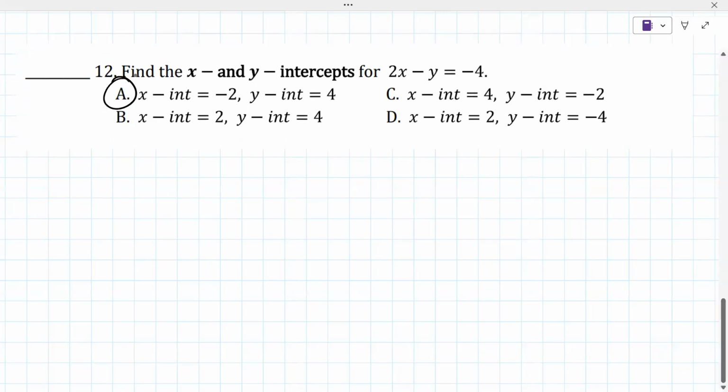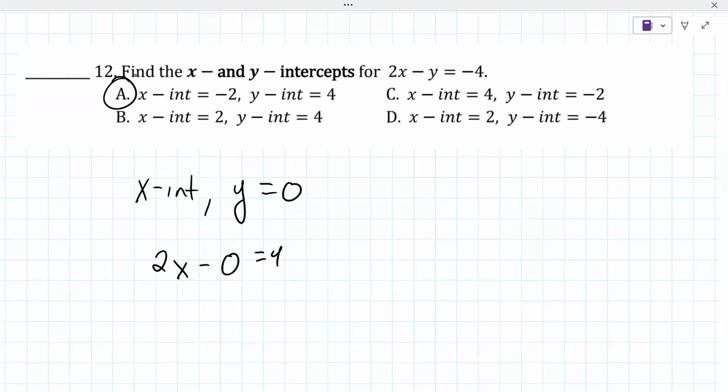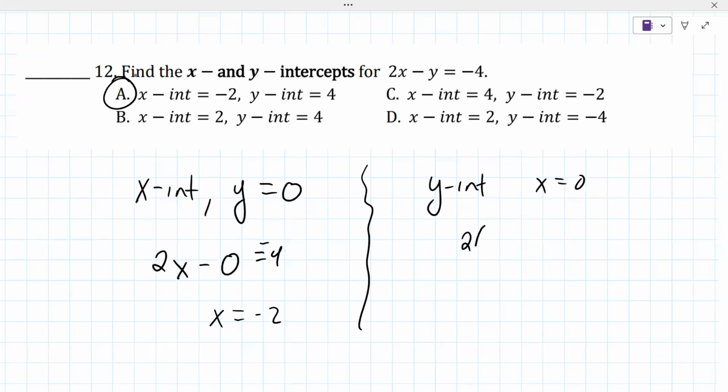Yeah. Okay. So the x-intercept, we haven't kind of talked about this. The x-intercept is actually when y is 0. So let's take a look here. 2x minus 0 equals 4, -4. So yes, x ends up equaling -2. The y-intercept is when x is 0. 2 times 0 minus y equals -4, and y ends up equaling 4. Very, very good.